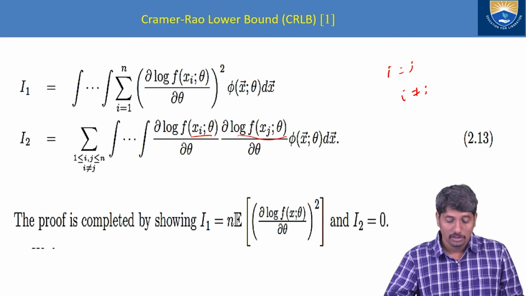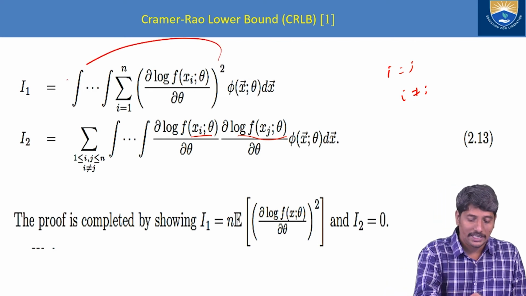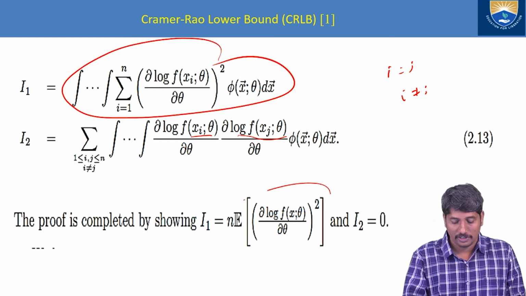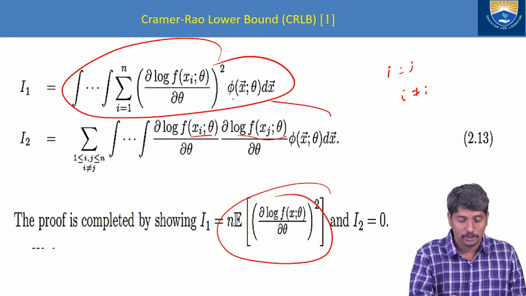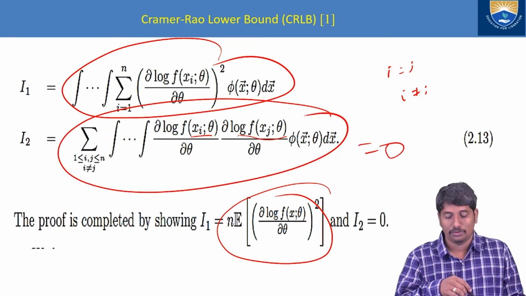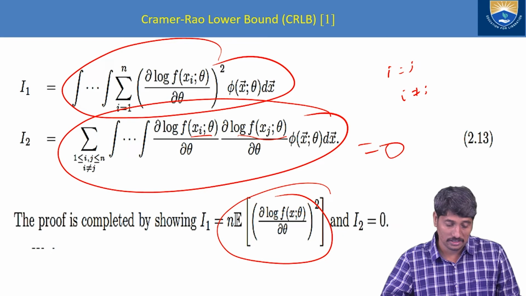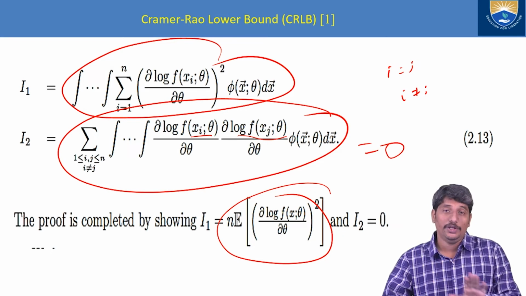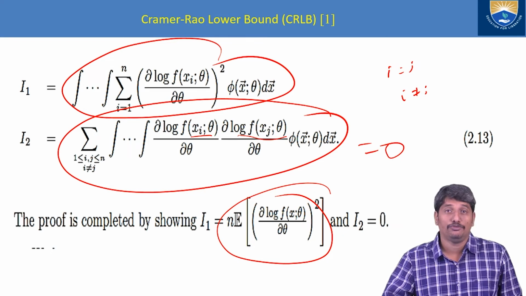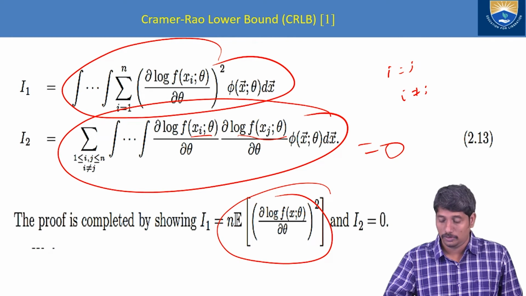Now, we are going to prove that this I1 will be n times the expectation of this, and the I2 value will be 0. This is what we are going to show. If we prove this successfully, we will complete the proof of the Cramer Rao law. Okay.